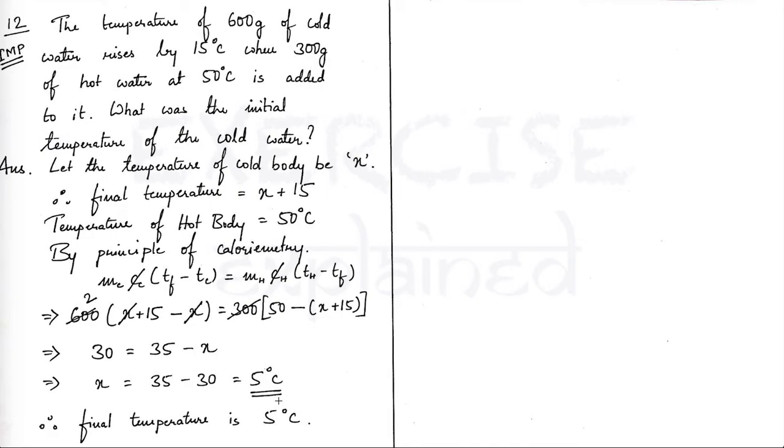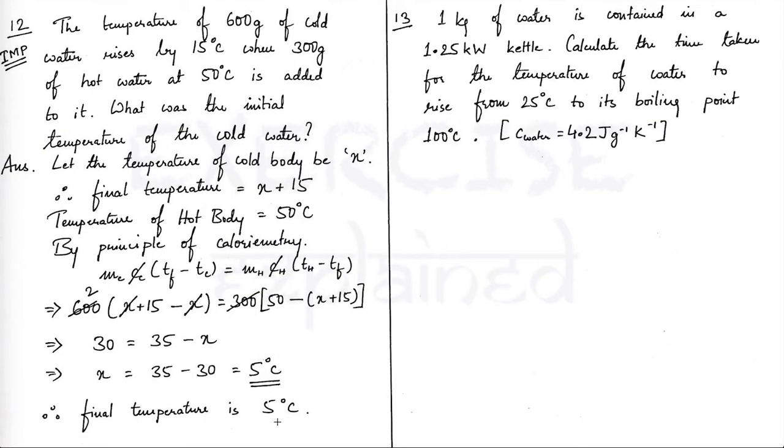If the question asks you to find the final temperature, the initial temperature is 5 degrees Celsius. The final temperature will be 5 plus 15, that is 20 degrees Celsius.